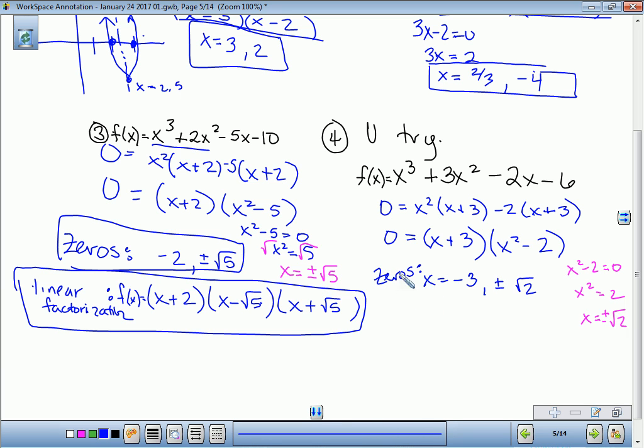So did you find that the zeros of the function occur where x has a value of -3 or positive or negative root 2? Yes. Okay, so my complete linear factorization would look like this. So this one is our first one, x plus 3, and then x minus the square root of 2. Very good. And then x plus the square root of 2. There you go.